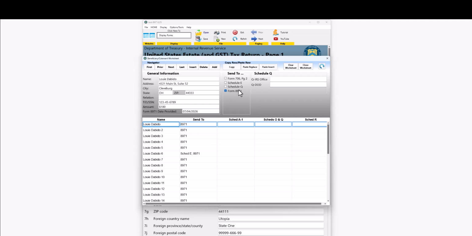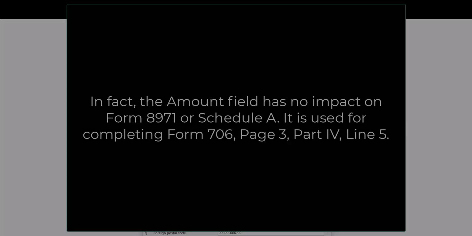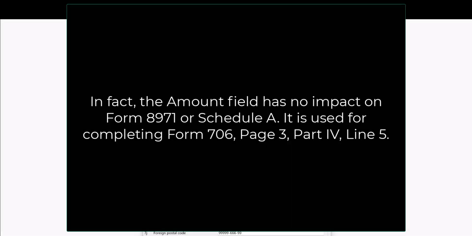And don't forget to put the date in that you're planning on giving the beneficiary this form. This form is for them. That's right, Larry. Right down here, Form 8971, date provided. That's the field that's used to fill out 8971. It's possible the amount field is too. We'll make this a mystery, and we'll see when we look at Form 8971.